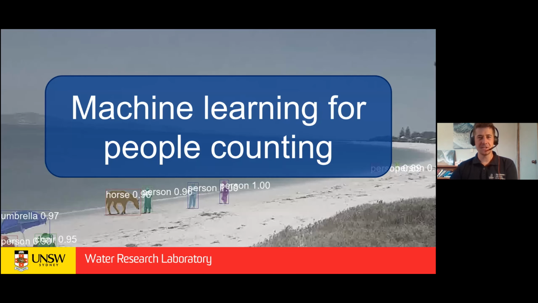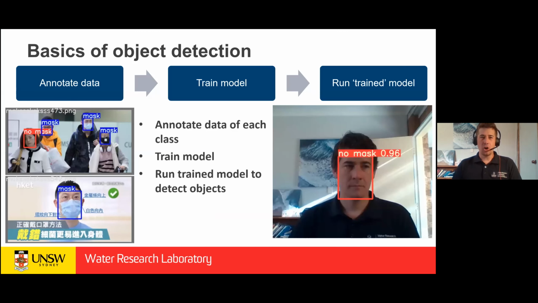So that introduces the use of machine learning for people counting. So the basics of object detection is that there's a couple of key ingredients, a bit like shoreline mapping, in order to detect an object in images. The first thing that you need to do is you need to annotate your data. And that essentially requires a person to sit down and manually draw boxes around something that you're interested in counting. On this example here, we've got boxes around a mask or no mask. And once you've got enough of those images, you tend to need quite a bit of them, you feed them into a model and you train it, and then you run it on an example.